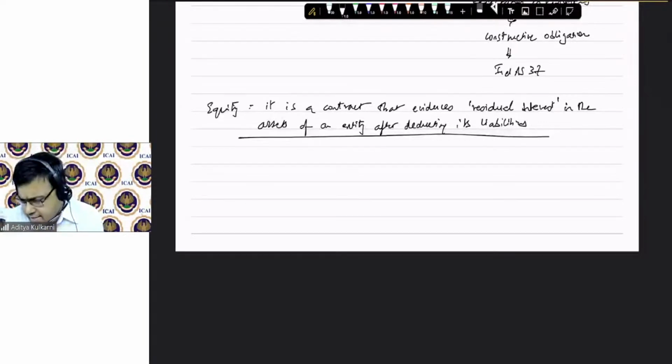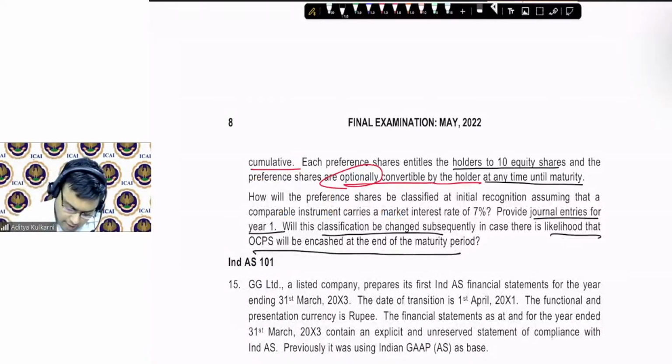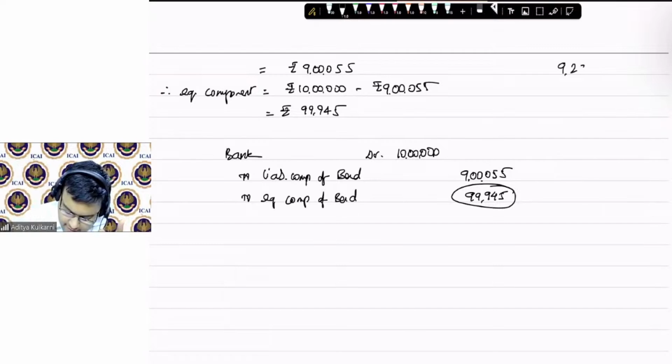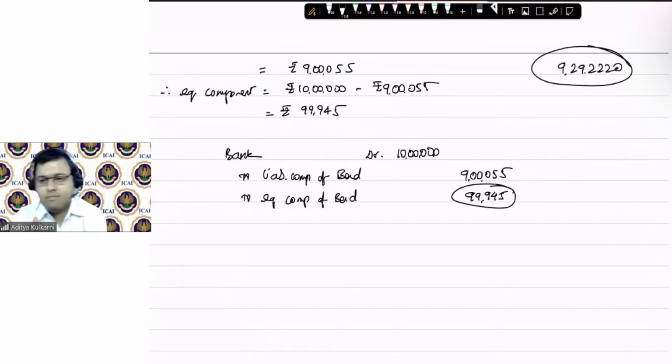Now Kaushiki is asking: the call option is not reducing the price, it is getting added in the equity component, so how is this treatment correct? See, consider a plain instrument issued by a company. If the plain instrument is issued by the company, then its value in this example is going to come to 9,29,220.